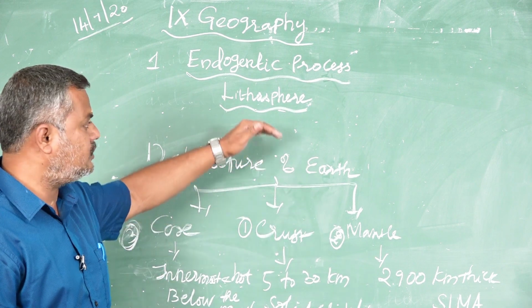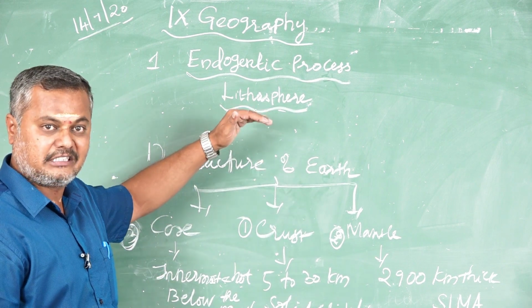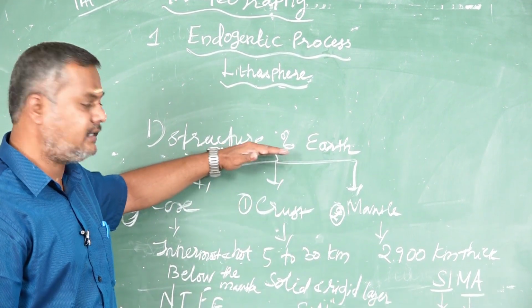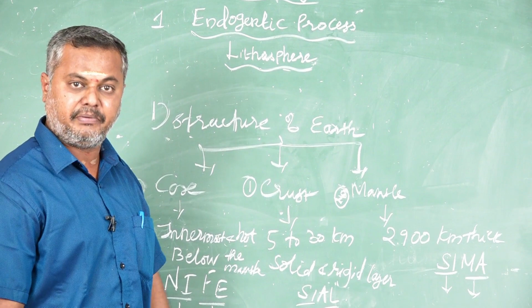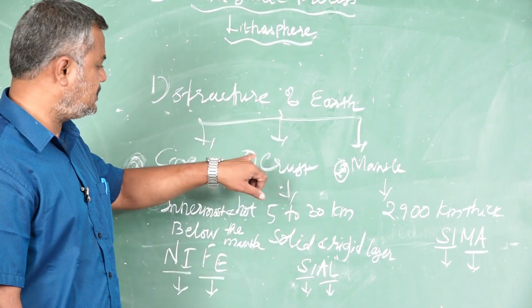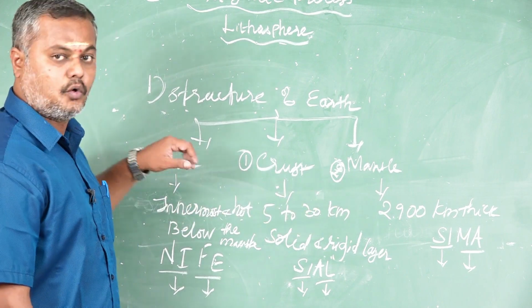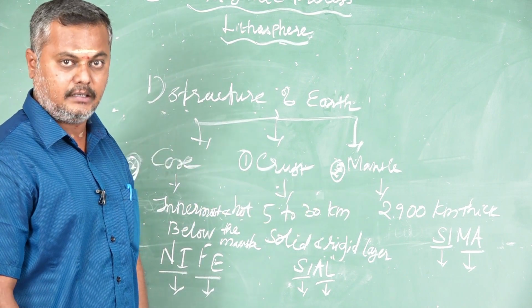So, lithosphere is land. What about the structure of the lithosphere, the structure of the earth? It consists of three parts, as I already told you. First one is the crust, next one is the mantle, and the third one is the core.